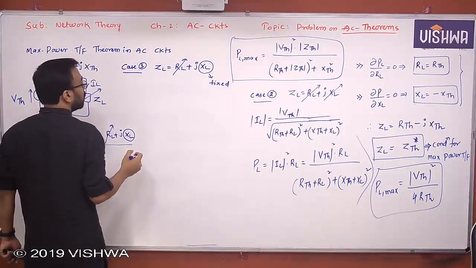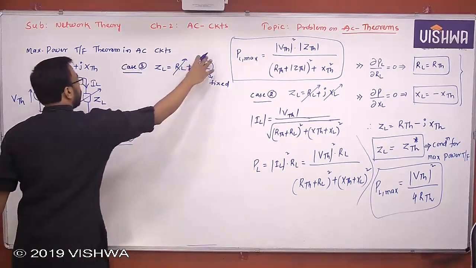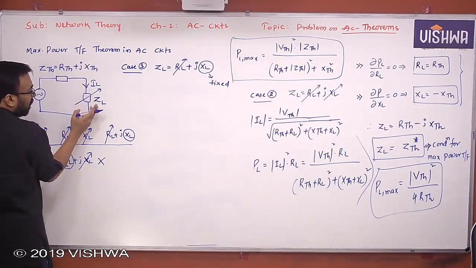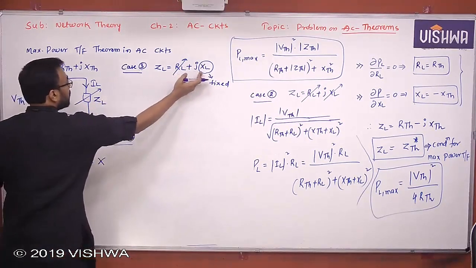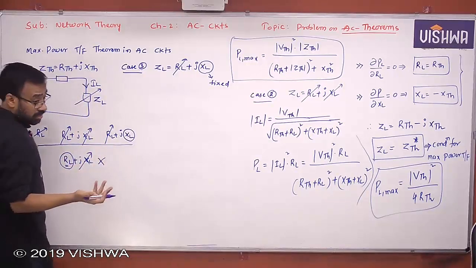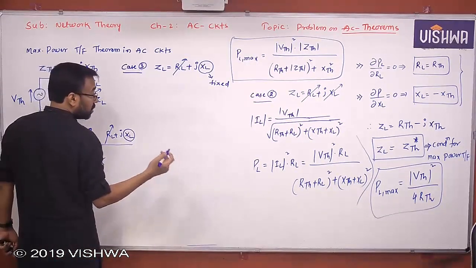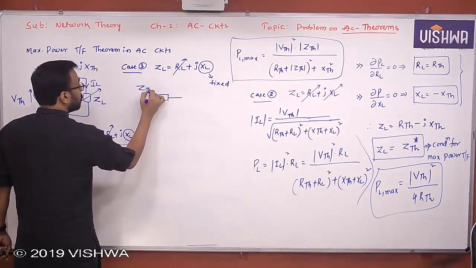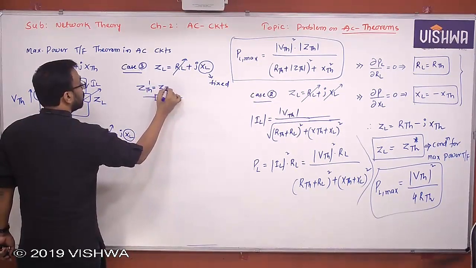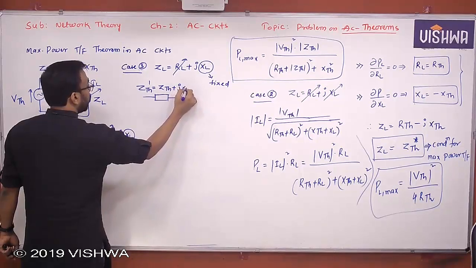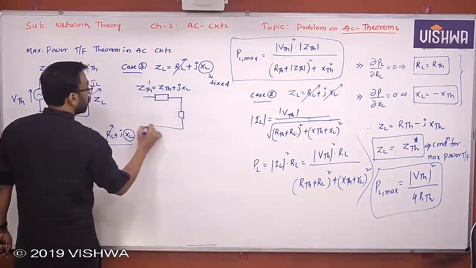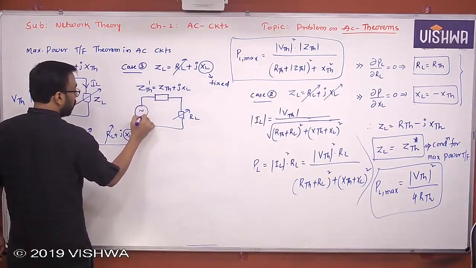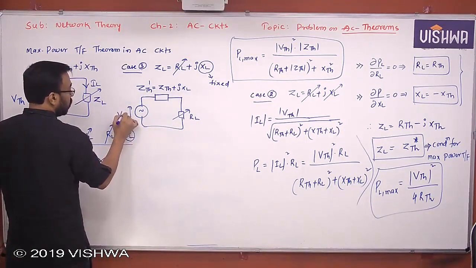So what happened here? If you have fixed reactance, since these two are in series, can I add this JXL with ZTH? Yes or no? You agree or not? Yes, you can. So finally you are left with something like this, ZTH dash. What is ZTH dash? ZTH plus JXL. And you are left with only RL. Yes or no? So this is something like this. You have VTH something like this.